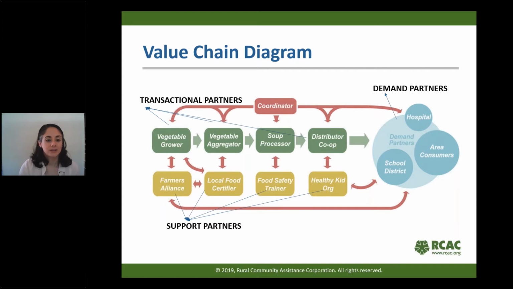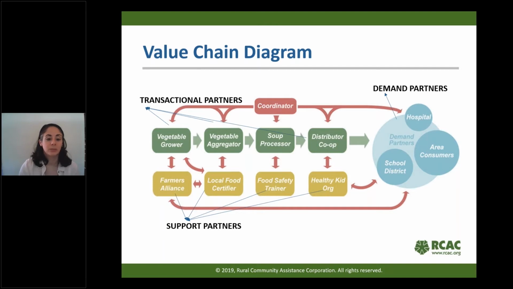The demand partners in blue are the customers, those buying the soup. As you can see, they are individuals, but also organizations such as the hospital to feed their patients and the school district to feed their students. The support partners are in yellow and include the Farmers Alliance, a network for growers, and a local food certifier who works to inspect and certify if the produce is organic. The food safety trainer is training the soup processor on safe practices. The Healthy Kid organization wants to make sure the produce is organic and of high quality.